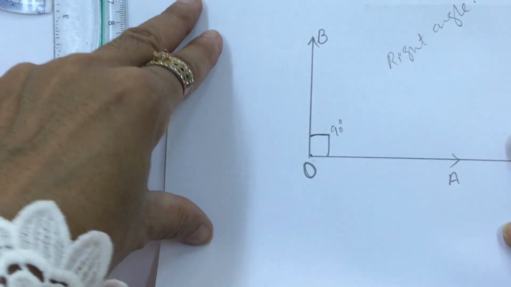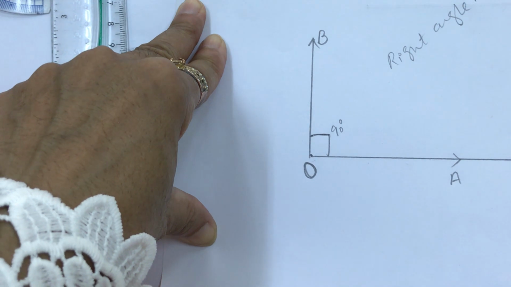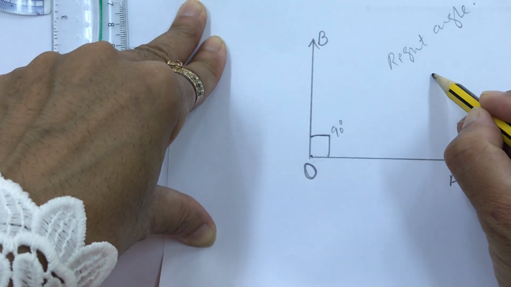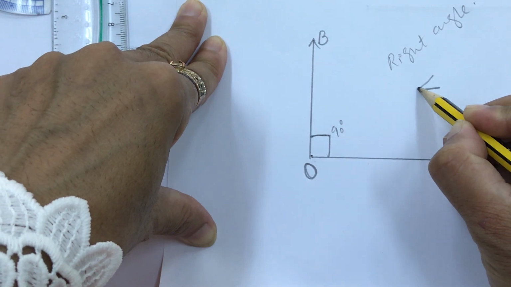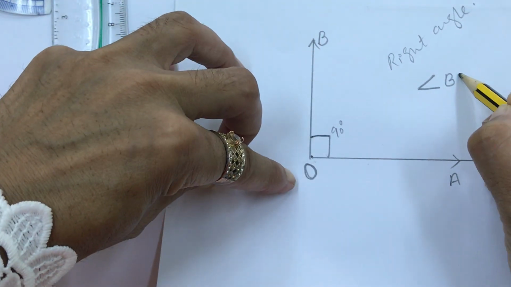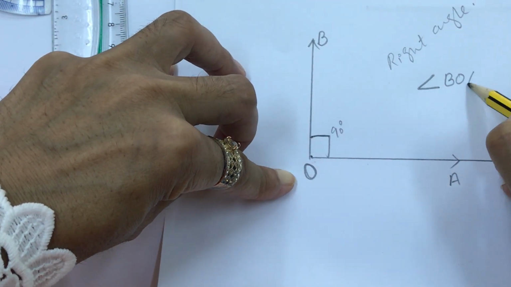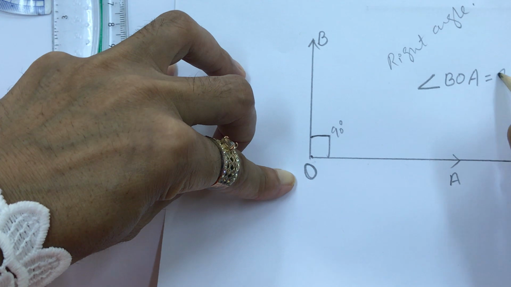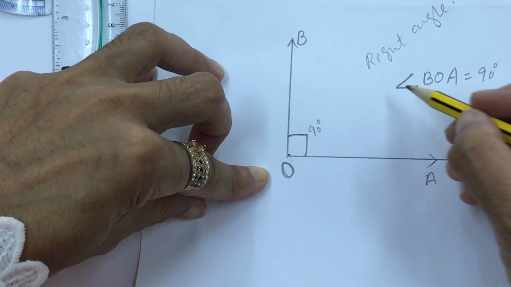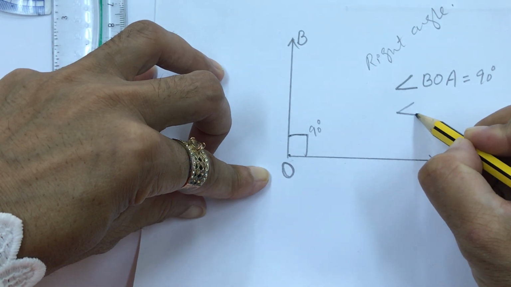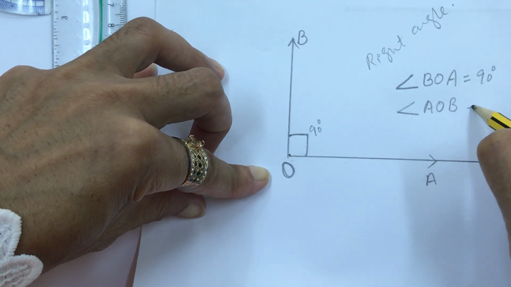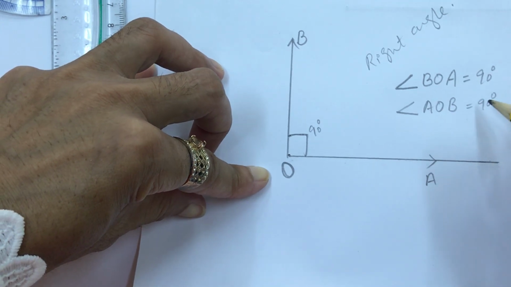And how can we show this right angle in the notation form? You can write it like this. This one is the notation of the angle. Angle BOA is equal to 90 degrees, or you can also write it like this: angle AOB is equal to 90 degrees.